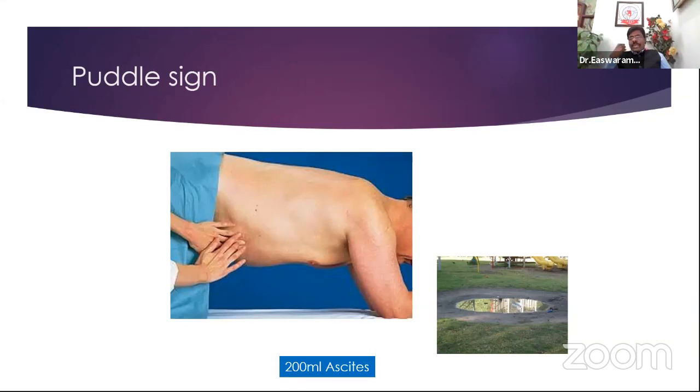How much fluid do we need? Around 100 to 200 ml you need for this. Shifting dullness, about a liter. Fluid thrill, 2 liters or more. So in other words, minimal fluid, puddle sign; moderate amount of fluid, shifting dullness; tense ascites, fluid thrill. So these are the three signs of fluid in the peritoneal cavity.